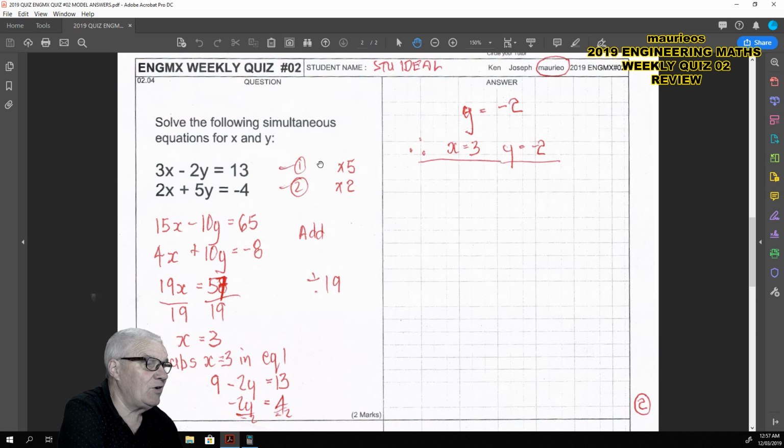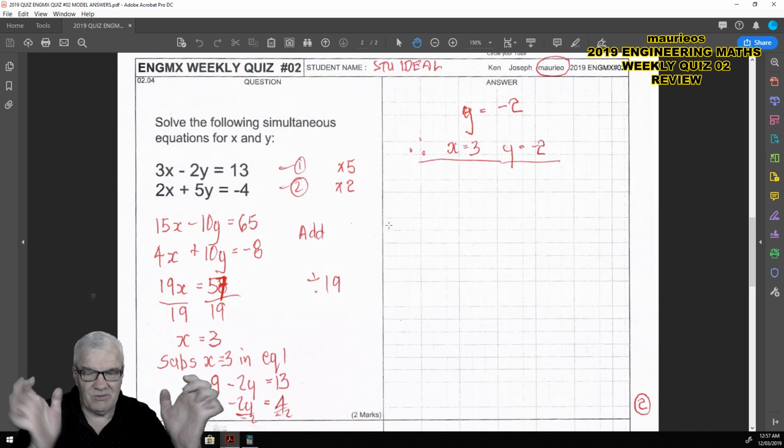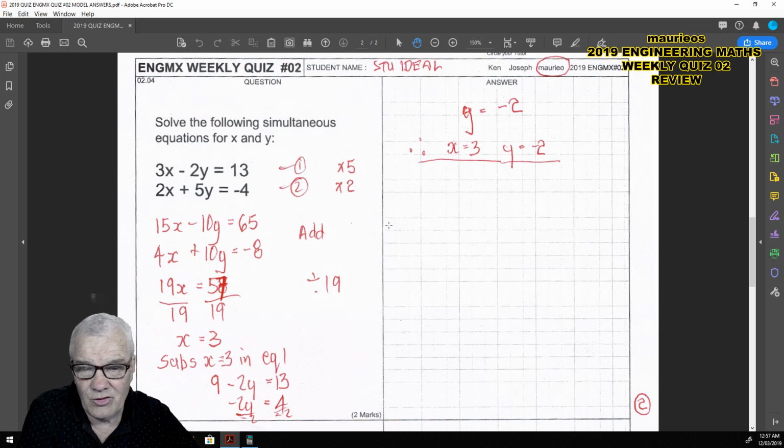All right, so we've got 3x minus 2y equals 13, and 2x plus 5y equals negative 4. Now I look at that and I see the y's. I see negative 2y and plus 5y, and I'm thinking, I like adding. I like positive things. So if I can get those y's to be the same, and then I add the 2 equations, I'll get rid of the y's. So what I do is I say, right, I'm going to multiply equation 1 by 5.